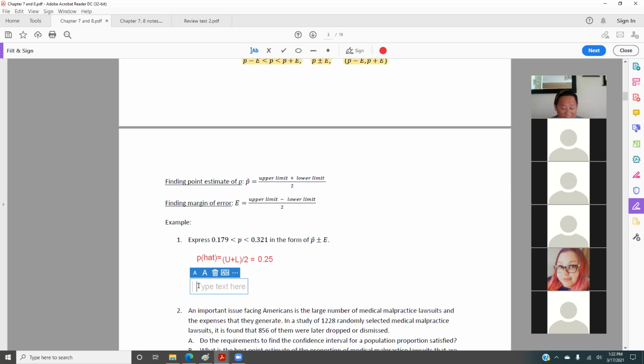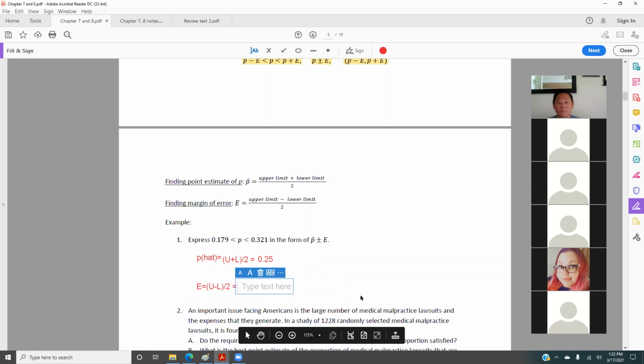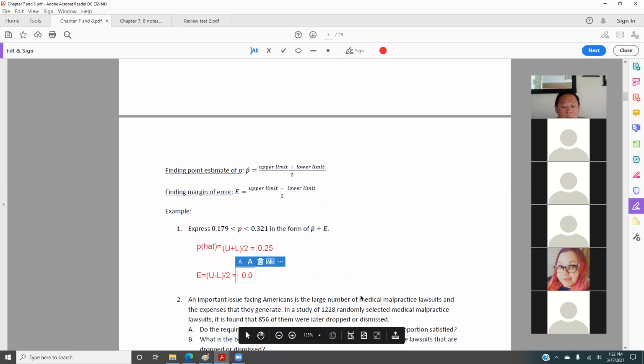And how do you find E in this case? Upper minus lower divided by 2. Yep, upper minus lower divided by 2. So go ahead and try to do this. 0.071.